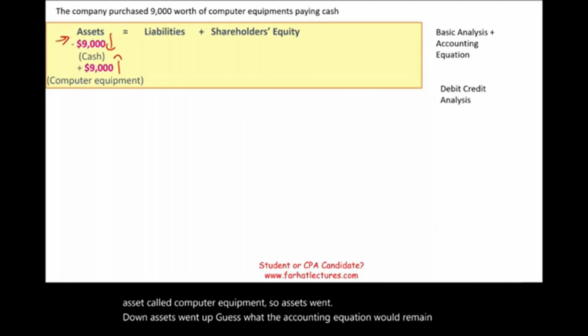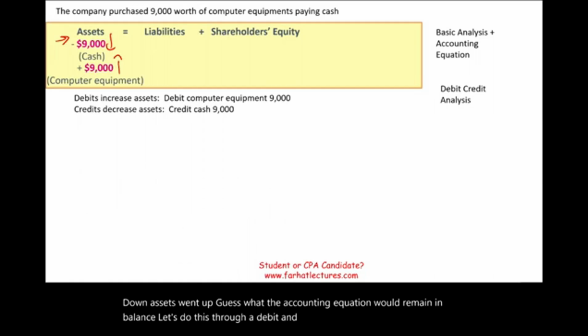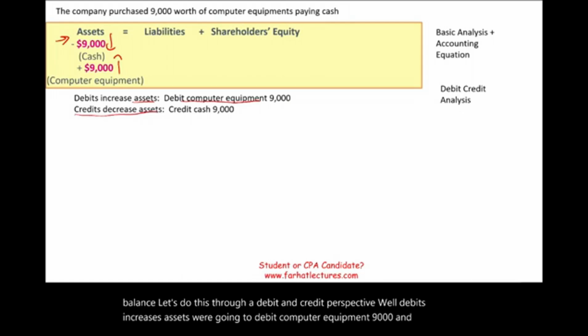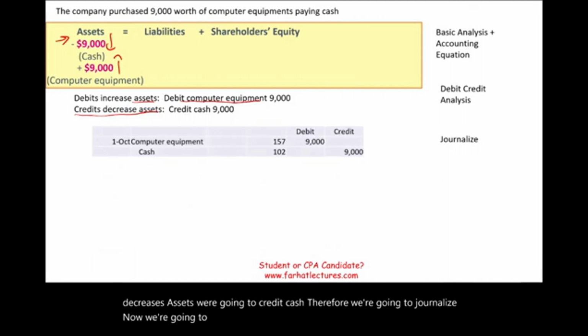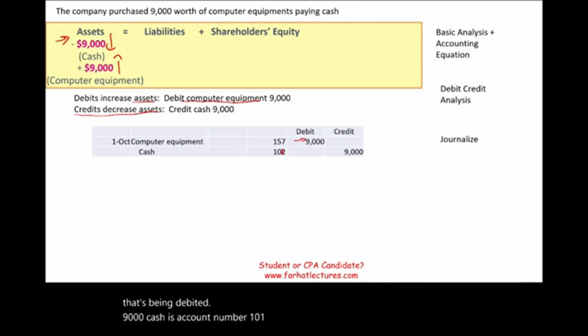Let's do this through a debit and credit perspective. Debits increase assets, so we're going to debit computer equipment 9,000, and credits decrease assets, so we're going to credit cash. Therefore, we're going to journalize. We list the computer equipment first because that's the account being debited, 9,000. Cash is account number 101. Credit cash 9,000.